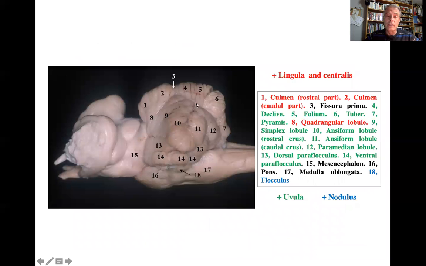Of course, the cerebellar hemisphere also has parts that are named here. Number 8 is the quadrangular lobule. Then we have the simplex lobule and the ansiform lobule with two portions, one rostral crus and a caudal crus. The paramedian lobule, the dorsal paraflocculus and the ventral paraflocculus, and the flocculus underneath the ventral paraflocculus.